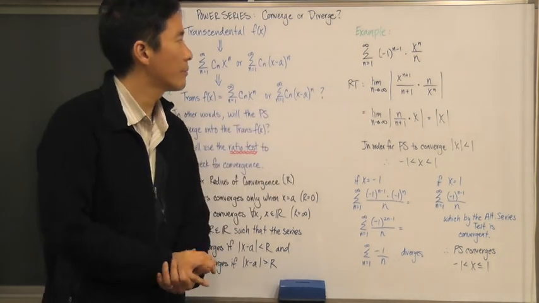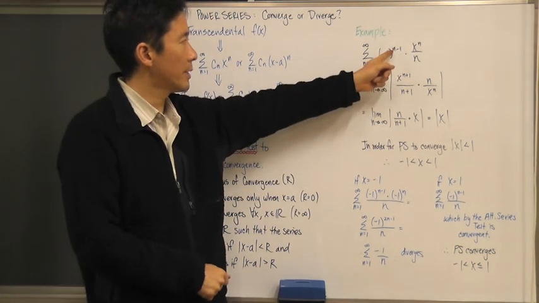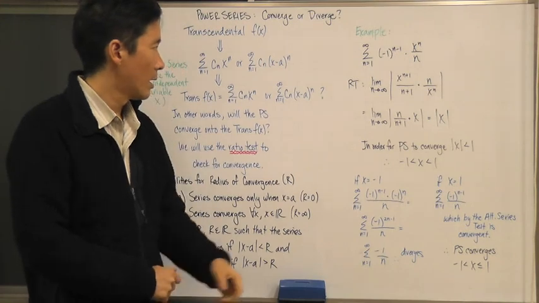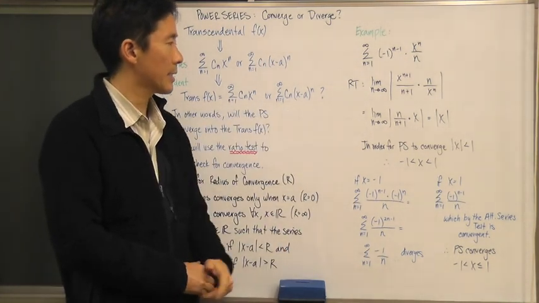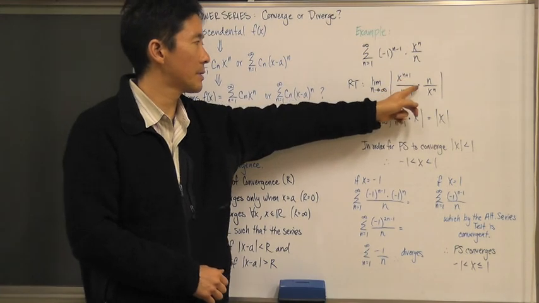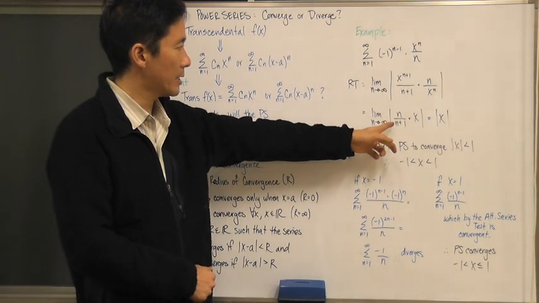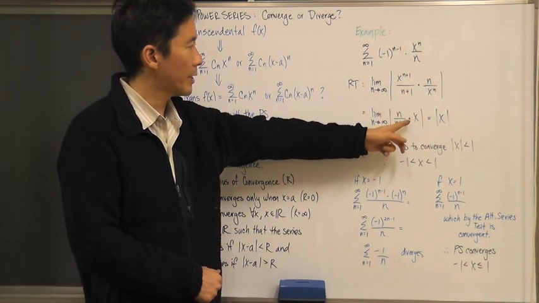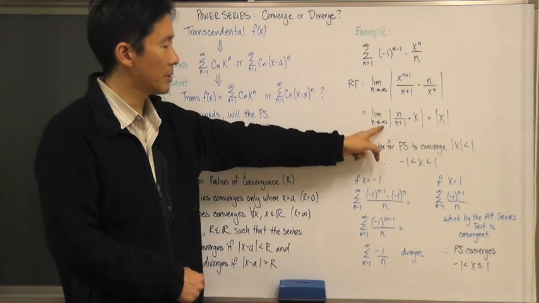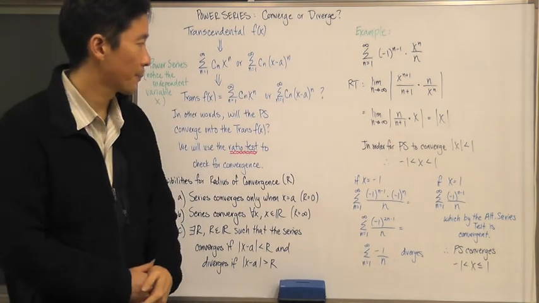Say, for example, we have the power series negative 1 raised to the n minus 1 times x to the n divided by n. Again, using the ratio test, here's the absolute value of a sub n plus 1 times the reciprocal of a sub n. If I take a look at what I'm left with after the cancellations, I have this. And of course, if I take the limit as n approaches infinity, this will approach 1, and so I come out with the absolute value of x.